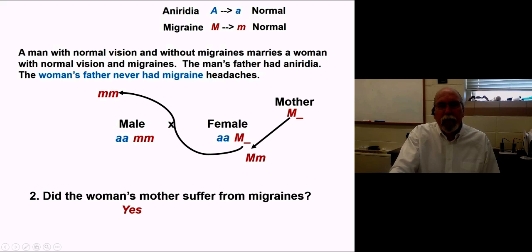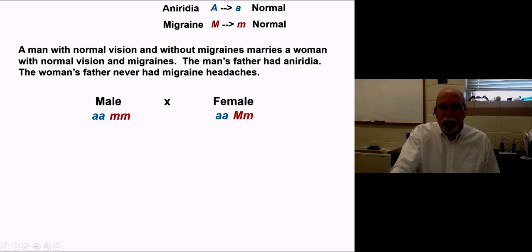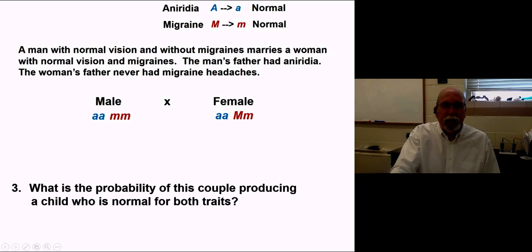We know that this male is a complete dihybrid recessive. We know that she's recessive at the vision allele, but she is a heterozygote at the migraine headache allele. So that should help us answer the next set of questions, which is what kind of kids are they going to produce, right?